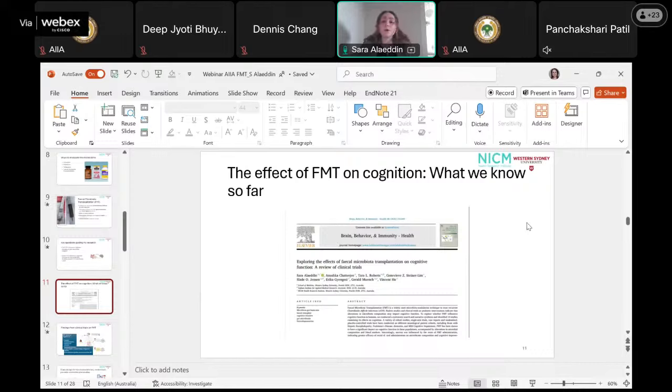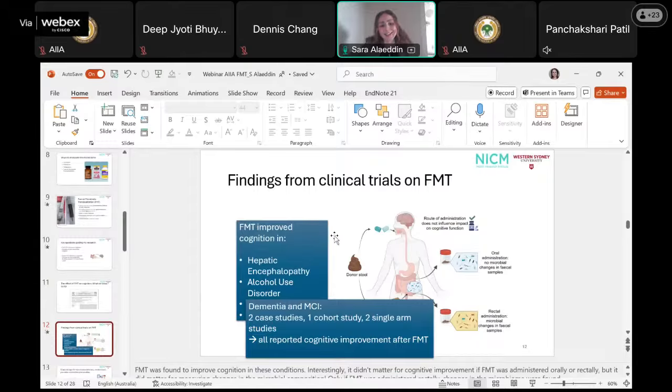So first of all, we tried to look at what's out there already, and we published a review earlier this year, looking at all the clinical trials, looking at the impact of FMT and cognitive function. You can't see the underlying slide, unfortunately, but the takeaway message is that FMT improved cognition in quite a few conditions, and I would like to focus on the dementia and MCI studies. So there were 2 case studies, 1 cohort study, and 2 single-arm studies with an N of 5, so not much out there, but all of these studies combined, they reported positive outcomes for cognition after FMT. So this is what I based my research on.